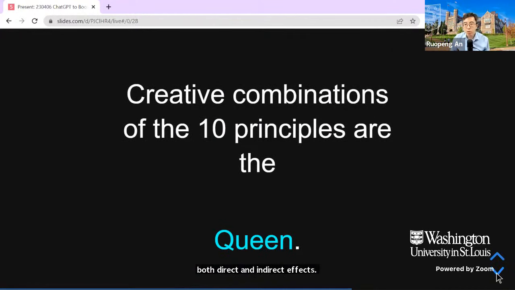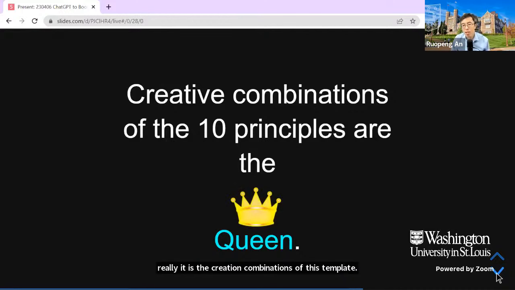So we've introduced you to the 10 principles, but really it is the creative combinations of these 10 principles that are the key. It is not a single principle that works in isolation. It is the combination, the creative combination of those principles.